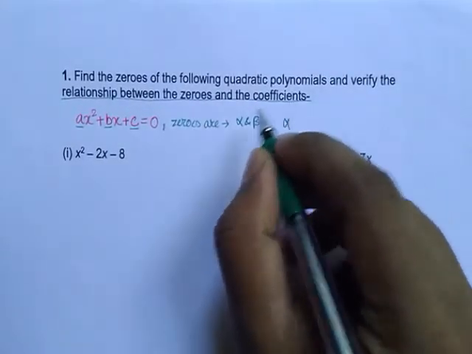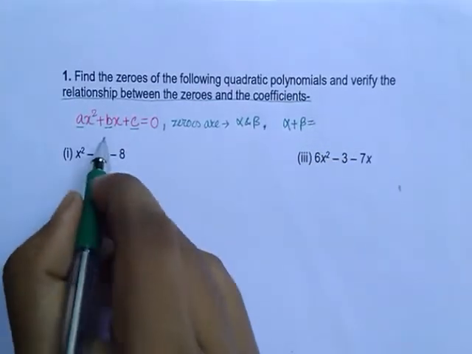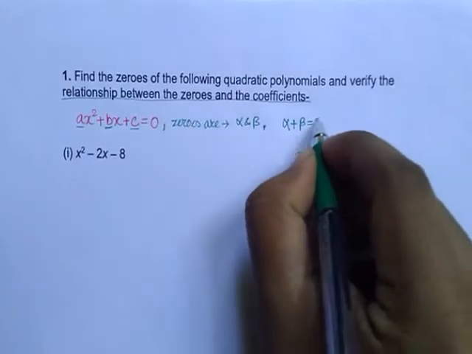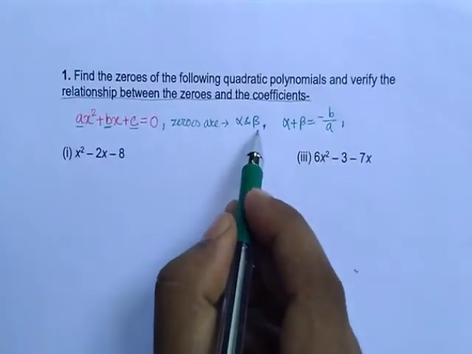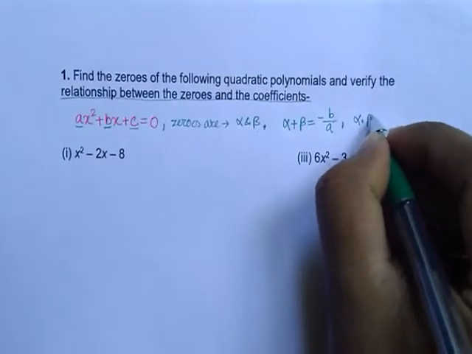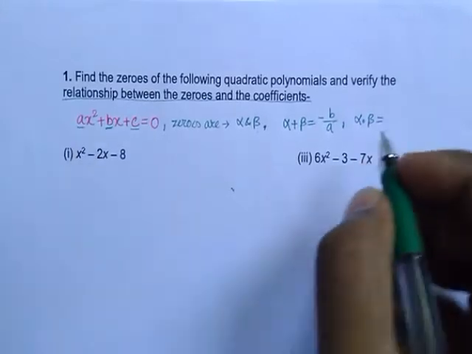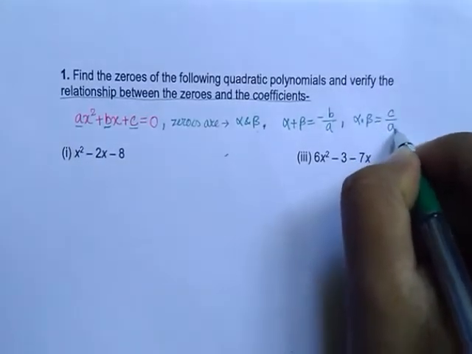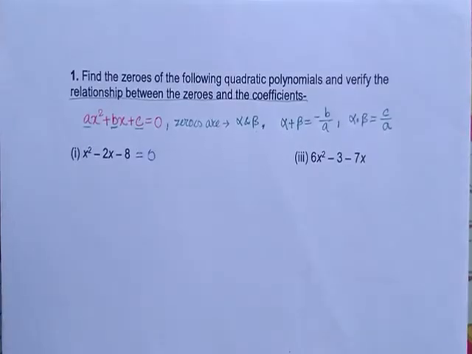the sum of the zeros alpha and beta is equal to minus of b by a, and the product of the zeros alpha and beta is equal to c divided by a. This is all that we need to solve these problems. The questions here are taken from NCERT textbook of class 10 general mathematics from exercise 2.2.